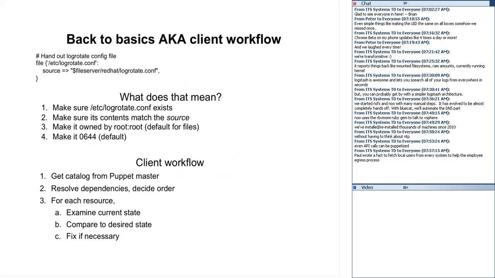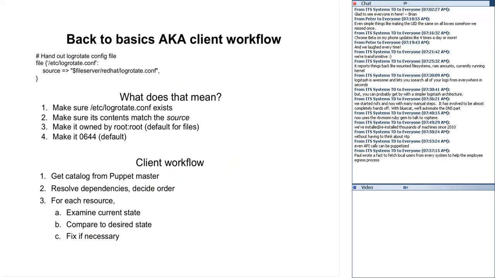All right. So here in more detail is what Puppet does for this example config where we're handing out logrotate.conf. This little stanza says, make sure that the file exists and make sure the contents of the file match what's on the source. And like I said, the default for ownership and group ownership is root, so it's going to make sure that this file is owned by root. And then the default permissions on files are 0644. So read write for the owner, and read for everybody else.